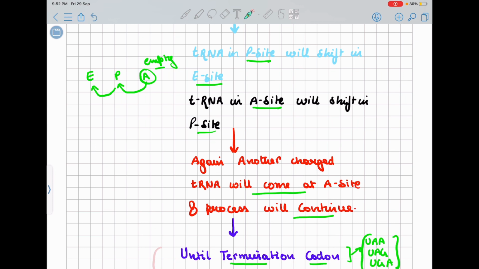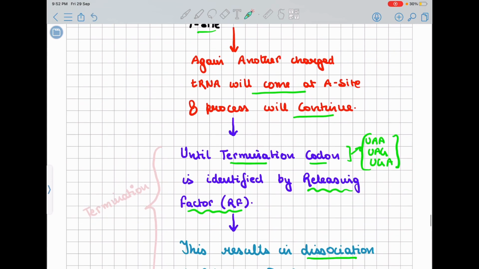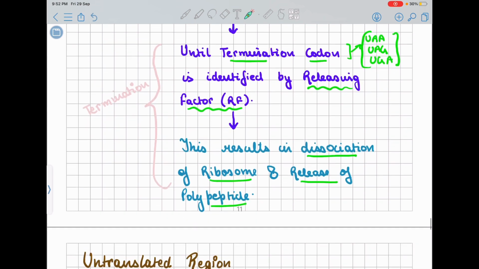Will this elongation process continue forever? No. When a releasing factor and the ribosome identify the termination codon, that is UAA, UAG, or UGA, the dissociation of ribosome and the release of polypeptide will occur, which will terminate the translation process.